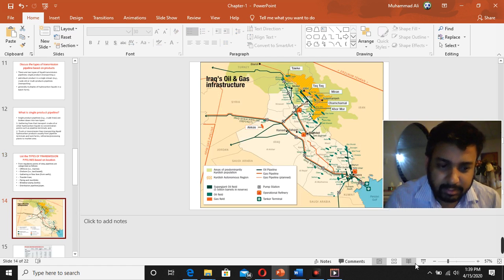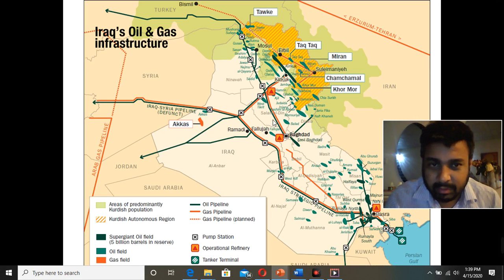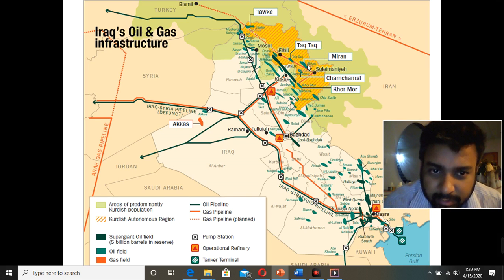Here is the picture. I want to bold it a bit. This is showing the infrastructure of oil and gas in the Kurdistan region, and here you can see the fields. This is the Kurdistan region. Here are our main fields: Tawke, Taq Taq, Miran, Chamchamal, Khor Mor plant, and there are many reservoirs you can see here in Miran, Tiasur, Khor Mor, and so on.